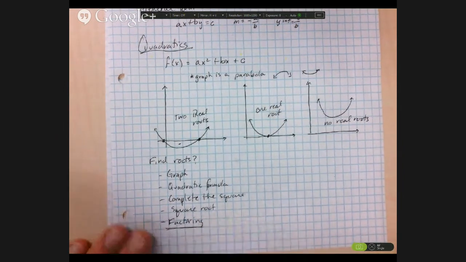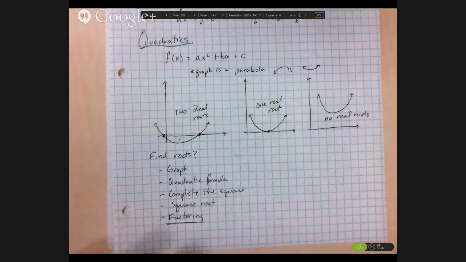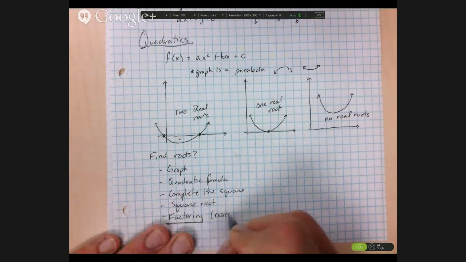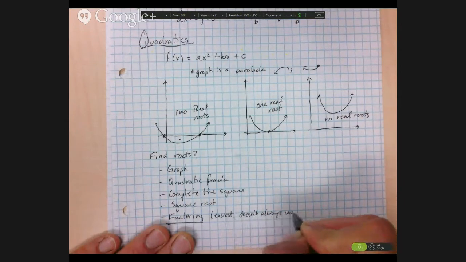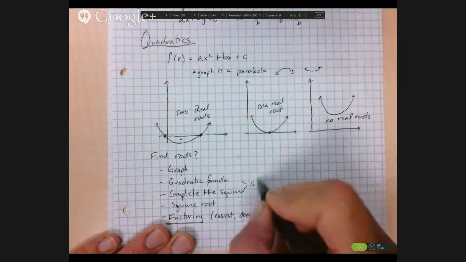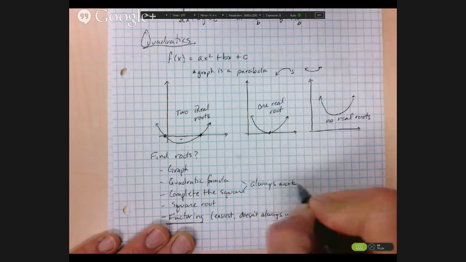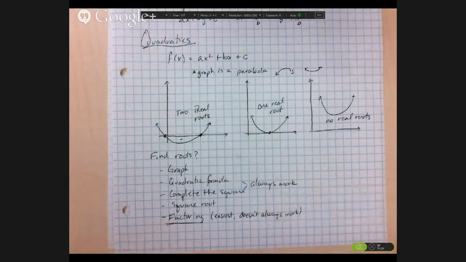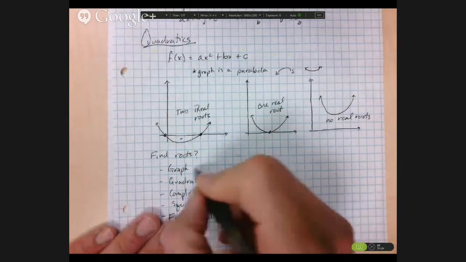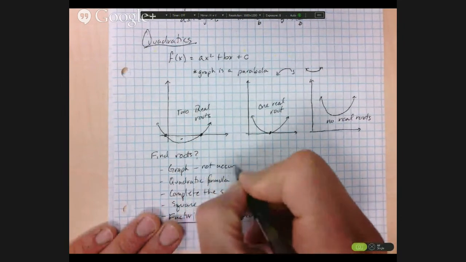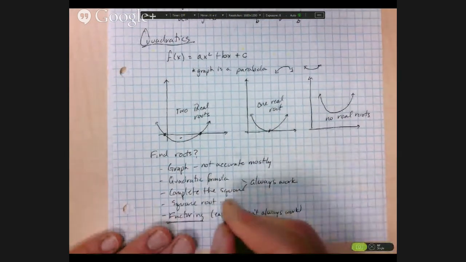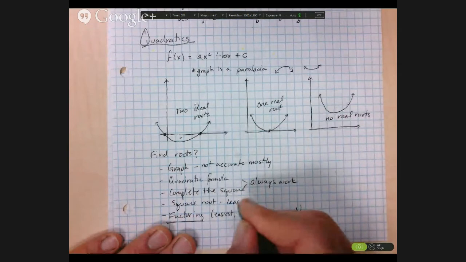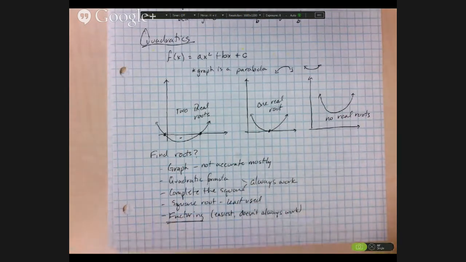Factoring is probably the default that you try first every time, just because it's easiest and fastest. Okay. But it doesn't always work. These two always work, so I'm going to probably push you to use those a little bit. This one is just not accurate most of the time, so you might want to avoid it. And this one is probably the least used in special situations.